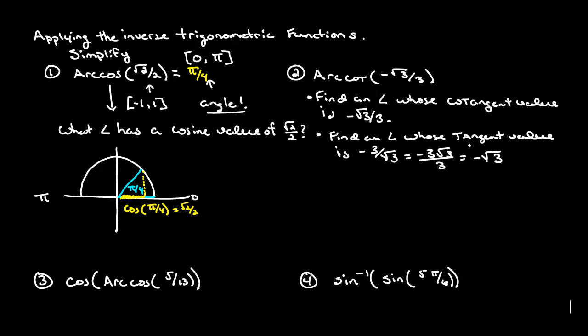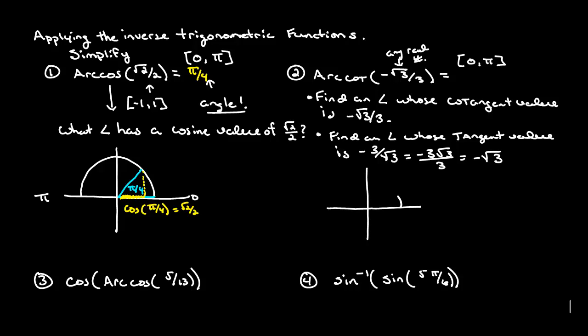Now we're not looking at the arc tangent, we're looking at the arc cotangent. And for arc cotangent, the outputs are between 0 and pi. The inputs can be any real number. So what we're asking for is, from 0 to pi, where is the tangent at negative square root of 3? Let's take a look at that picture.